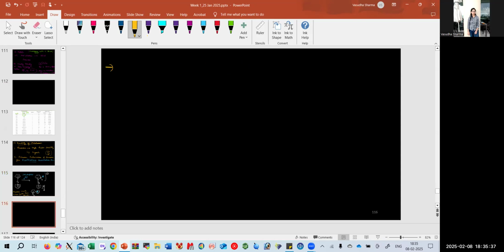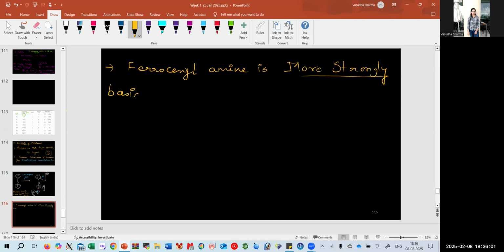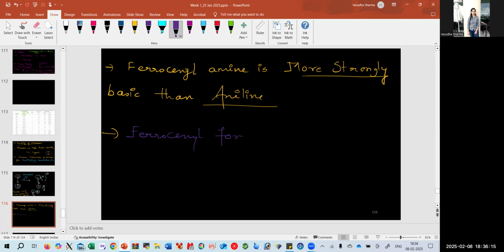There are other features also. I'm writing: ferrocenyl amine is more strongly basic than aniline, and ferrocenyl formic acid is a weaker acid than benzoic acid.